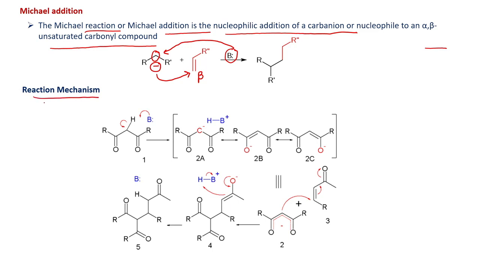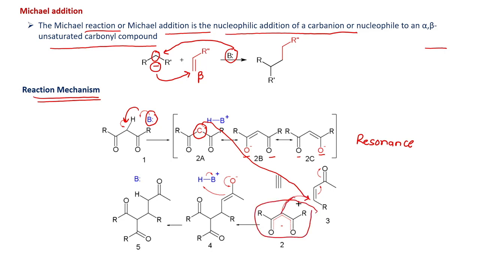Here I have shown you the reaction mechanism. The base abstracts hydrogen, creating a carbanion. This carbanion is stabilized by these two oxygens through resonance, and then it reacts with the beta carbon. You get product 4, and from product 4 the carbon abstracts hydrogen and you get compound 5. So this is the Michael addition reaction.